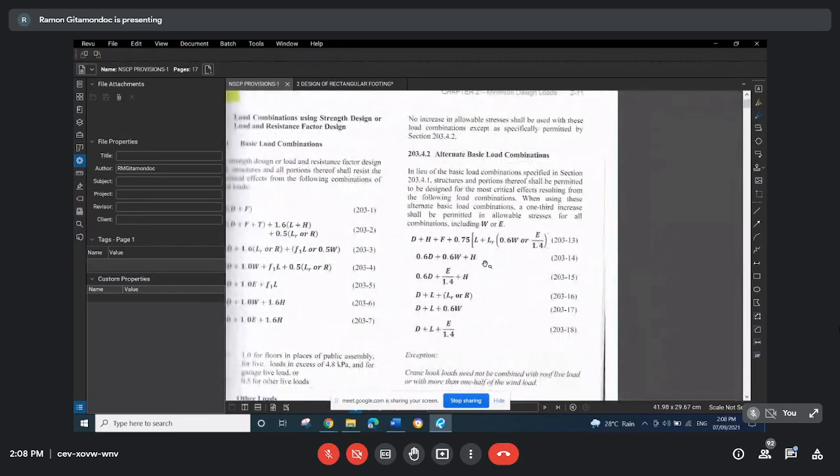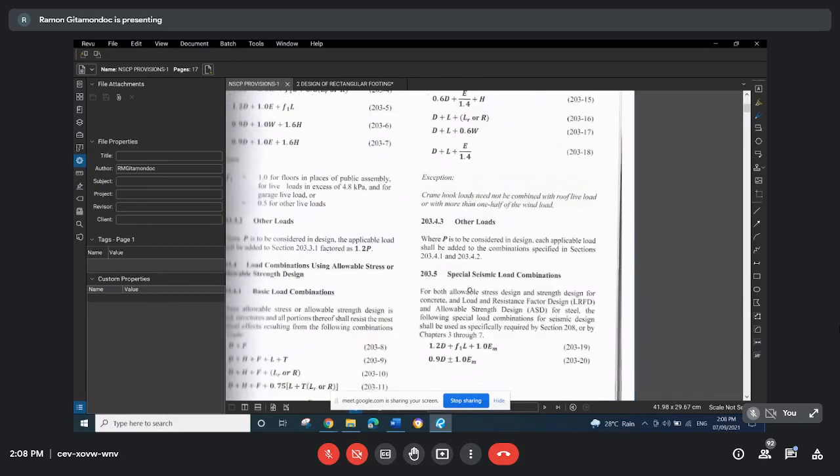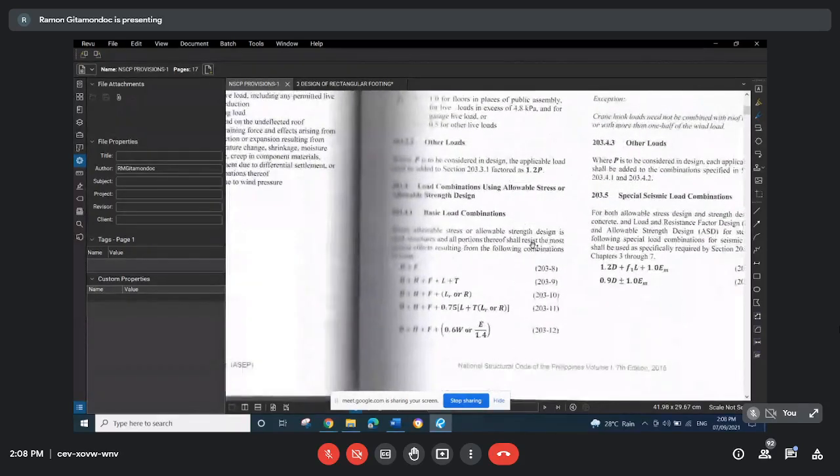Alternate basic load combination. So, pananglitan, since we are designing the size of the footing under service load condition, then for proportioning the footing, we should use this load combination. No load factor yet. Okay? So, dead plus live, mao na ito ang mga loads na atong i-consider.